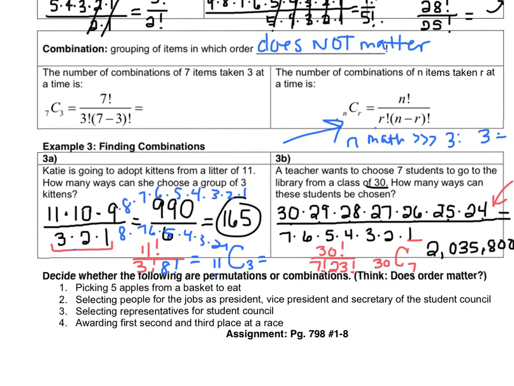Last, hopefully you can think about whether the order matters or not on these last 4 questions. If you pick 5 apples from a basket to eat, it doesn't matter the order, so that'd be a combination. If you're picking specific jobs for people, that's a permutation. If you're picking representatives where everybody's equal, that's a combination. And if you're awarding first, second, and third place in a race, of course it matters who gets gold, silver, and bronze, so that's a permutation.